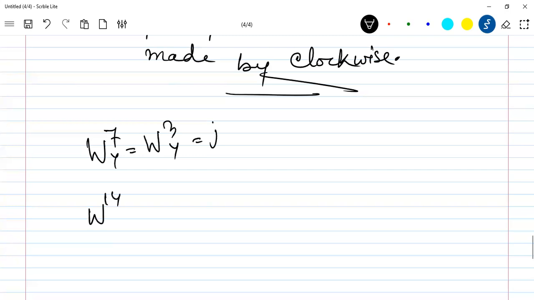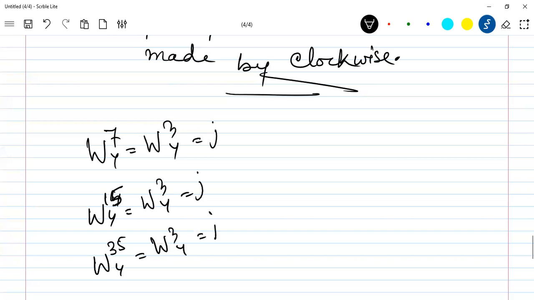Anyone else, please tell me what about W15-4? It is equivalent to... exactly. Again, I ask another person, W35-4? W34, again j. So you will find that type of question at the time of the exam, isn't it?